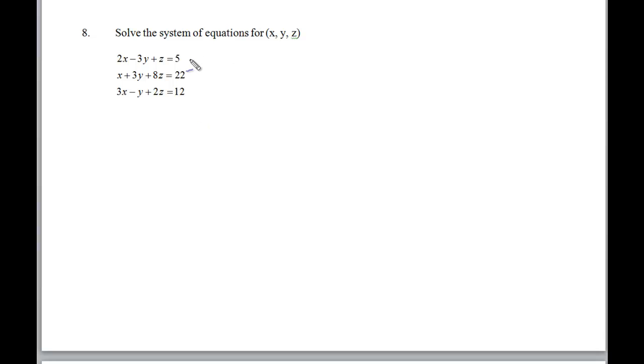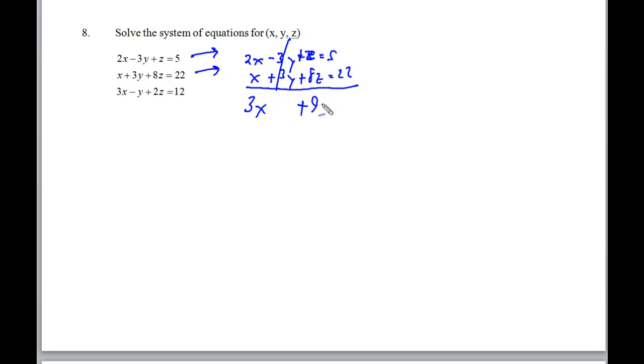The reason why, by just looking at the first 2 equations here, I can see that if I stack them on top of each other, that is going to give me my simplified answer where the y's will be simplified. Oops, forgot, it's not a 5, that's a z there. Equals 22. Okay, so what I have is my 3x, my y's go away, plus 9z equals 27. So my step 1 was just picking 2 and eliminating them.